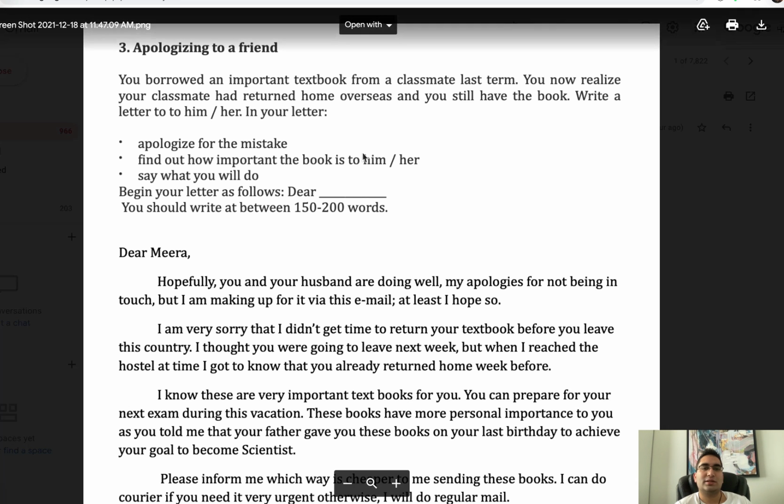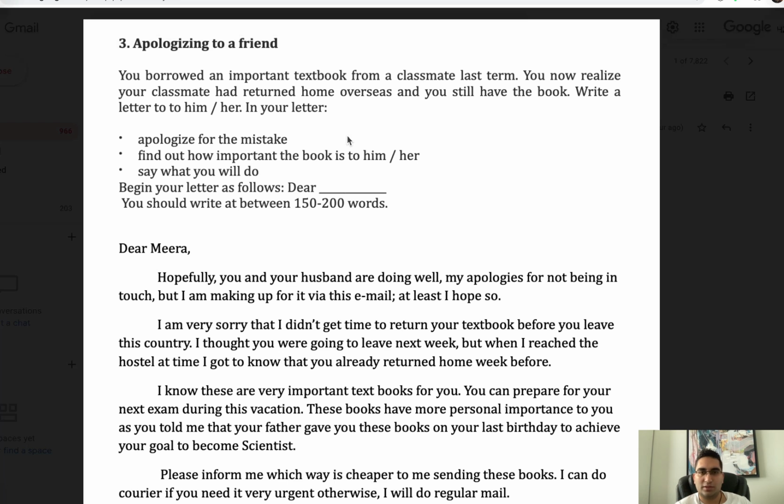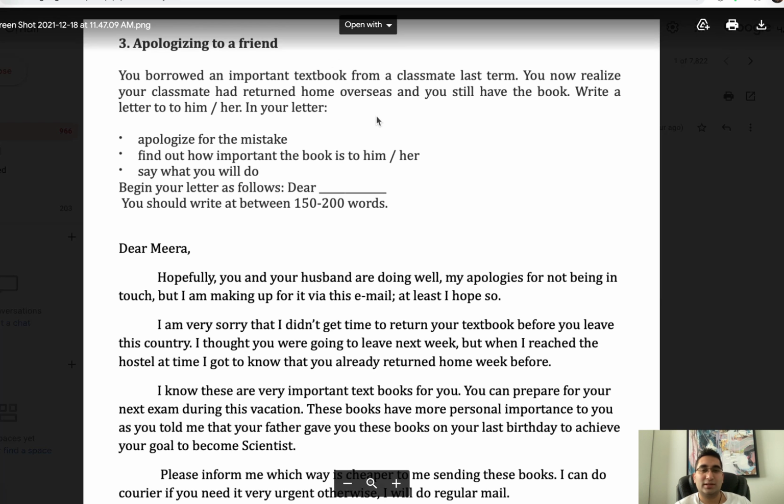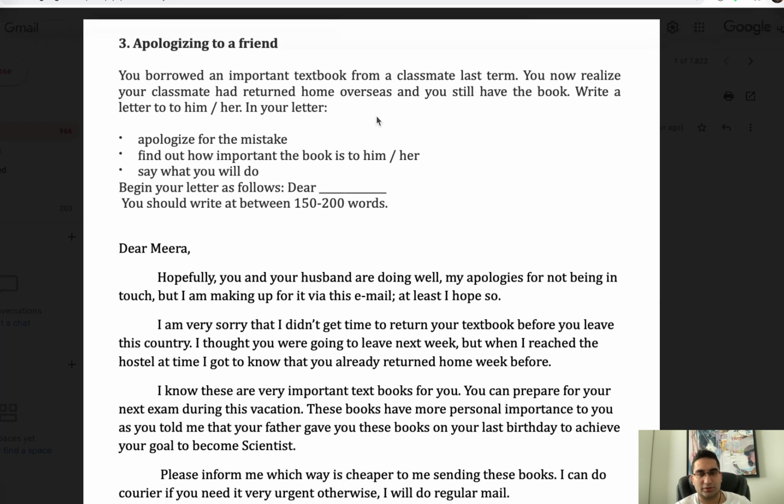Now, let's get started with this letter here. So it's apologizing to a friend. You can read it if you want. I'm going to go over it a little fast. So: apologize for the mistake, there's one mistake, and find out how important the book is to him or her. So the person forgot to return a book to his classmate. That's what the whole topic is about. Say what you will do.